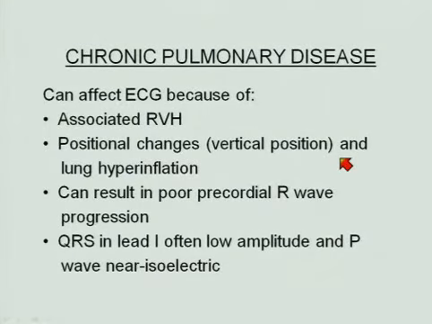Now, chronic pulmonary disease, as I mentioned, can affect the electrocardiogram because it can cause RVH, but can also affect it because of positional changes: the lower diaphragm, the vertical heart, changes in volume of the chest. This can result in a poor precordial R wave progression, and it characteristically results in a QRS in lead 1 that is often low in amplitude with a P wave that is near isoelectric. We don't see a lot of these tracings anymore, happily, because smoking is not as prominent as it was a generation ago. But these used to be fairly common electrocardiograms.